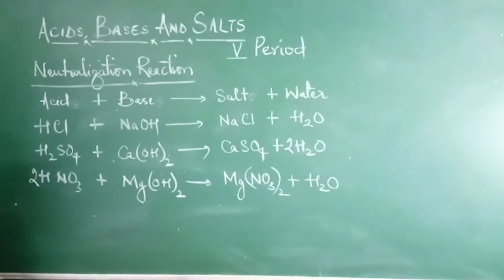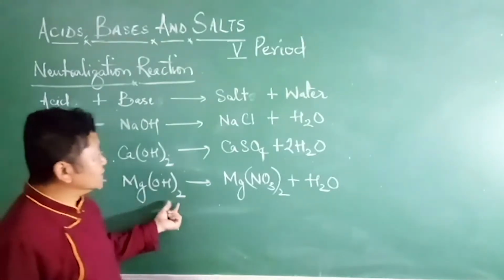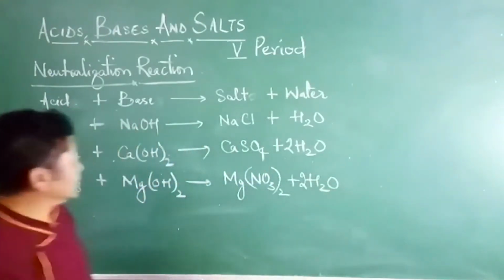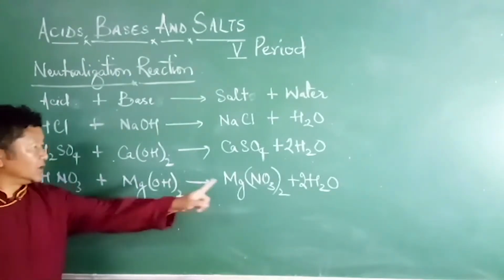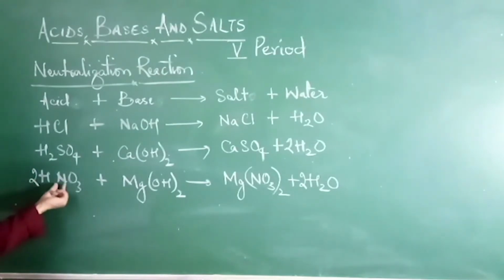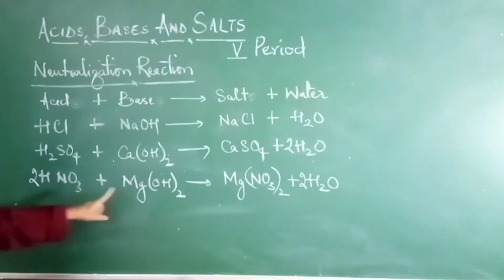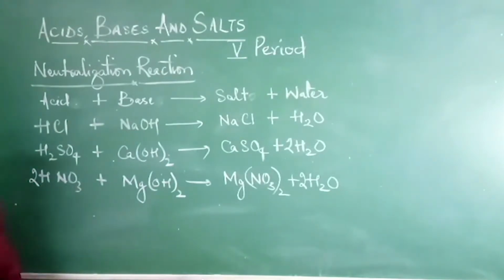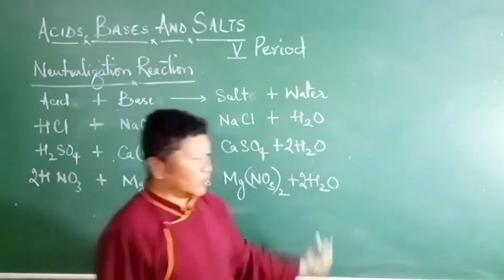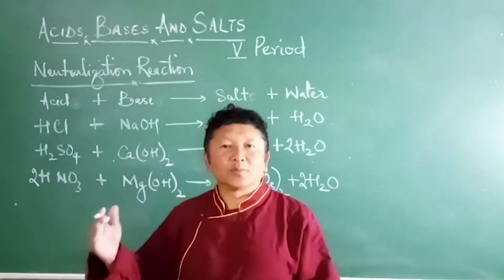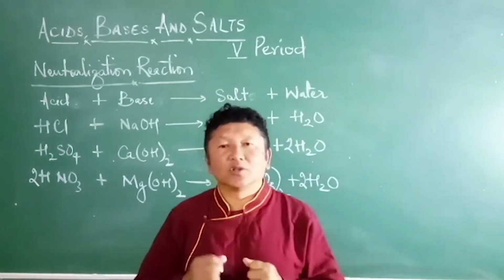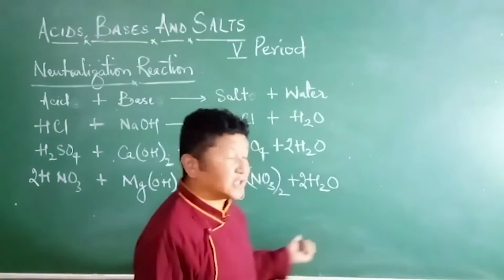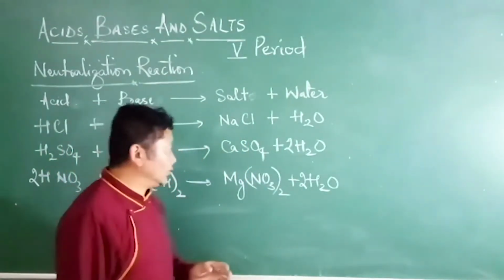Hydrogen, nitrogen, and oxygen are counted on each side: oxygen 6 plus 2 makes 8 oxygen. Magnesium nitrate equation is balanced. Equation balanced: the acid reacts with base to form salt and water. Balancing chemical equations.